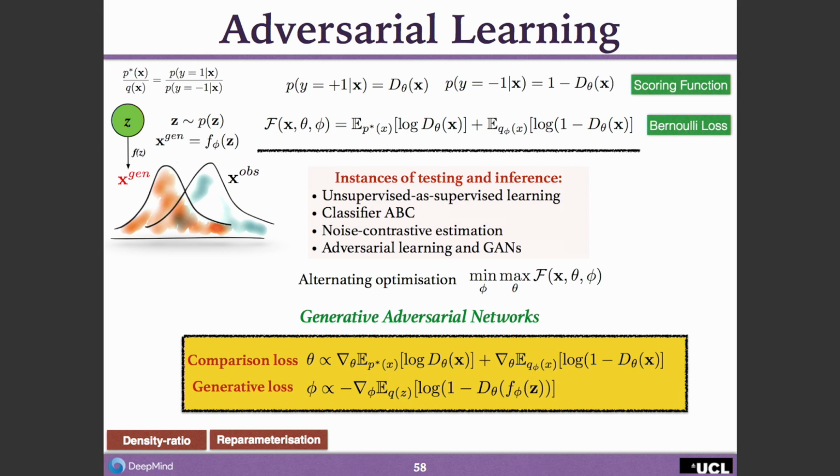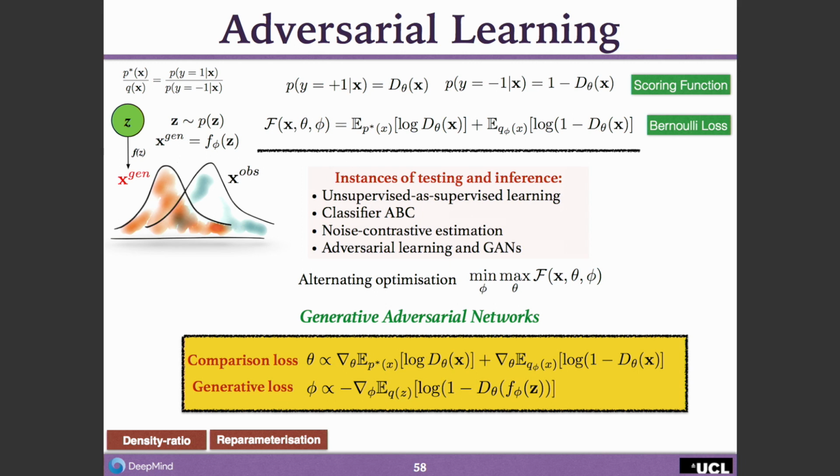So you're going to build a scoring function which is going to tell you what the probability of y equals plus 1 is, and the probability of y equals minus 1 is just 1 minus that probability because they must sum to 1. And then now that you have this, you can assign a Bernoulli loss. You can say, I want data that's under Q to be seen as the negative class and data that's from P to be seen as the positive class. And that's how you'll actually learn this scoring function.